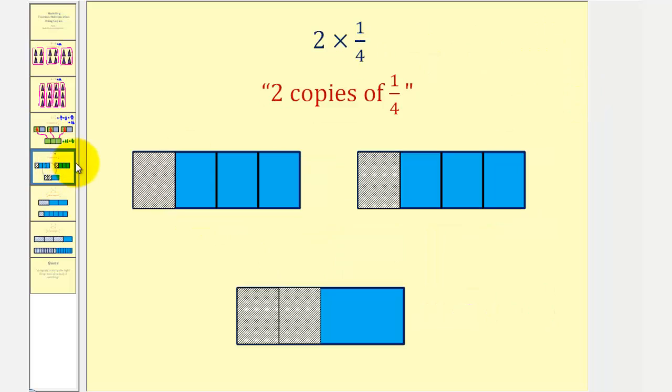Now let's consider a similar example of 2 times 1/4. We can think of 2 times 1/4 as having 2 copies of 1/4. So again, if each rectangle is 1 unit, then this piece here would be 1/4, and so would this piece here. So for 2 times 1/4, we have 2 copies of 1/4. So here's 1 copy of 1/4, and here's a second copy of 1/4. And since the rectangle is 1 unit, we have 2/4, which is equal to 1/2.